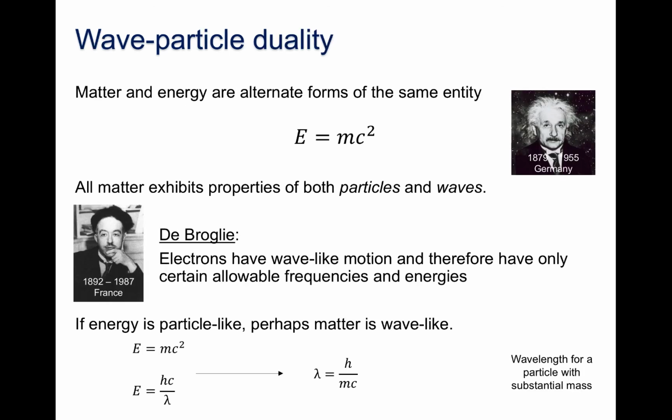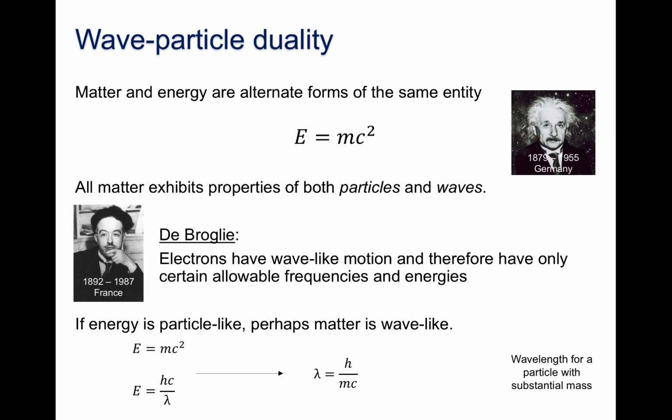Two other gentlemen that contributed to modern quantum theory would be Einstein, I'm sure you've heard of him, and de Broglie. And they explored the concepts of wave-particle duality. Remember, originally people thought that matter traveled as particles, and that was separate from how energy behaved. And what they discovered was that matter and energy are just alternate forms of the same entity, and mass is the biggest property that distinguishes them. And so Einstein has his energy equation, E equals mc squared, so energy is equal to mass times the speed of light squared. And so all matter exhibits properties of both particles and waves.